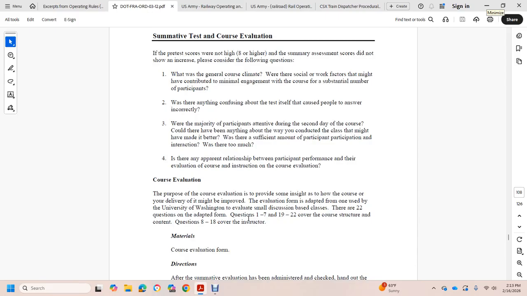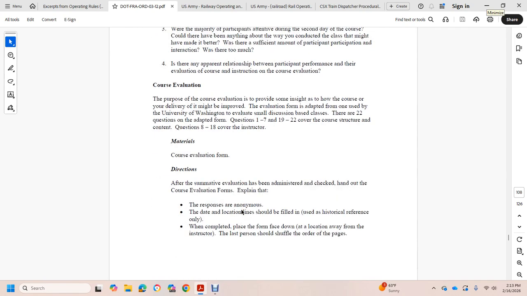Course evaluation. The purpose of the course evaluation is to provide insight into how the course and its delivery might be improved. The evaluation form was adapted from one used at the University of Washington to evaluate small discussion-based classes. There are 22 questions. Questions 1 through 7 and 19 through 22 cover the course structure and content. Questions 8 through 18 cover the instruction.